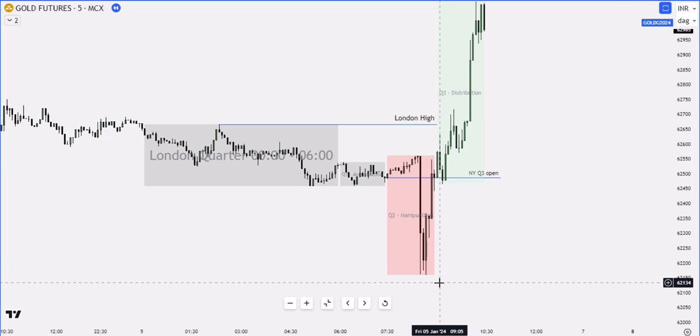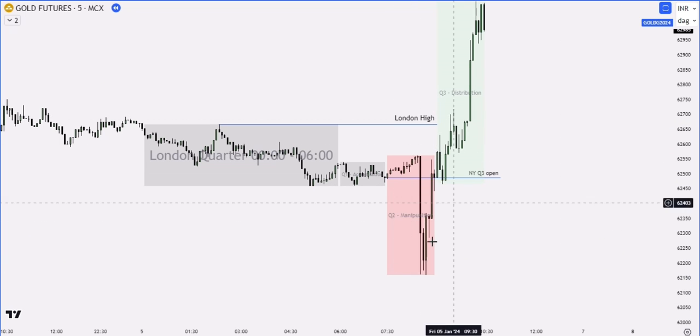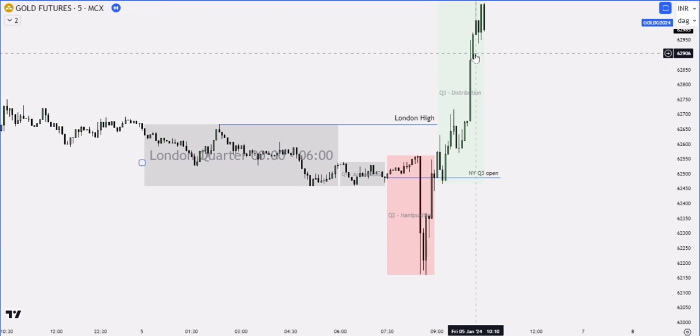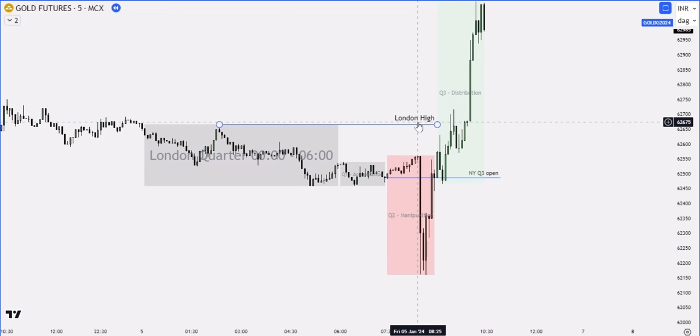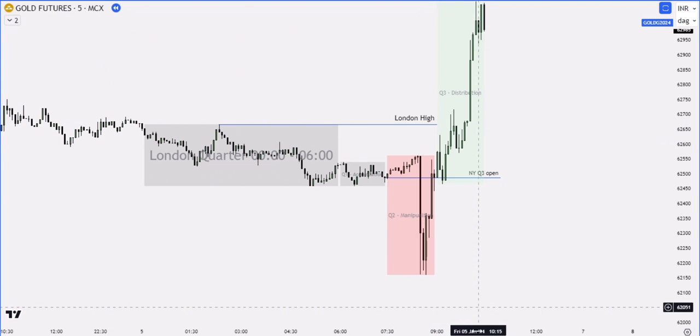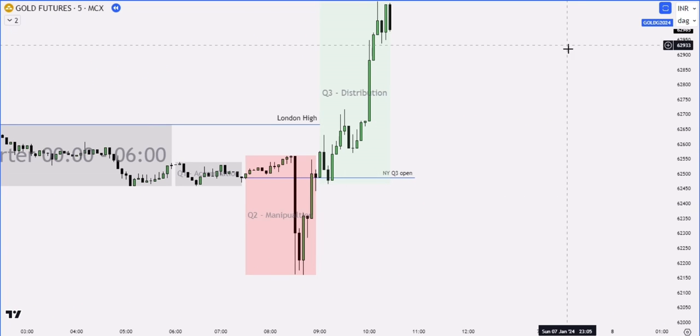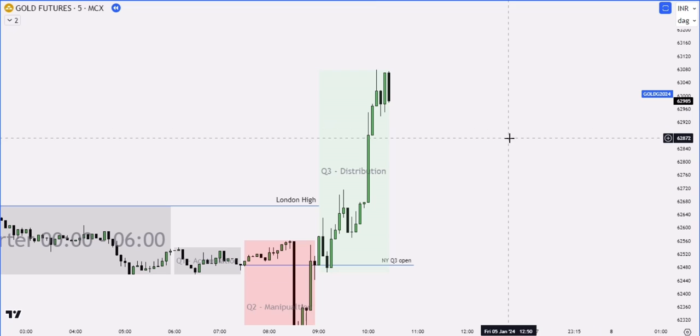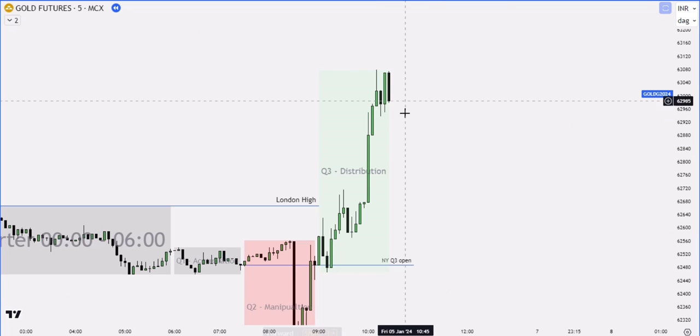Okay. But let's say you pretty much missed this whole distribution higher, right? And then price reaches the previous session high, which is the London high, heading into Q4. We want to see pretty much displacement. This is pretty much how we identify the Q4 reversal. In simple terms, how do you know that Q4 is going to be a reversal? Or how do you anticipate Q4 being a reversal?